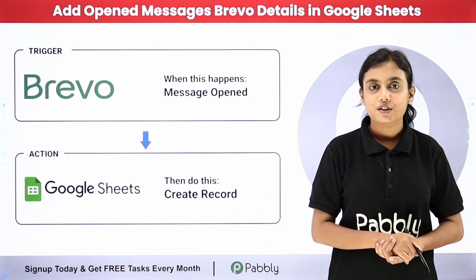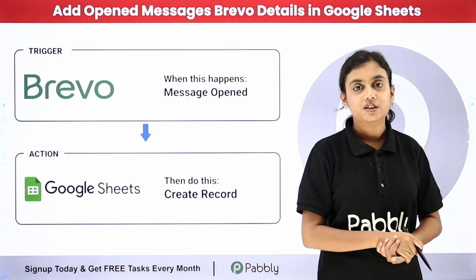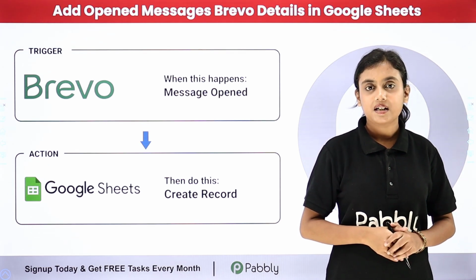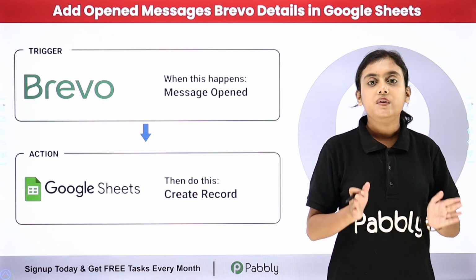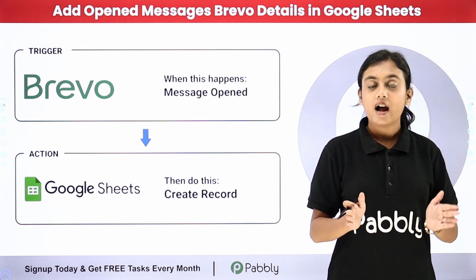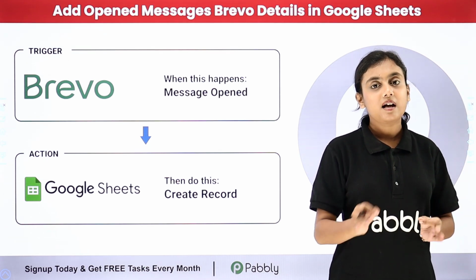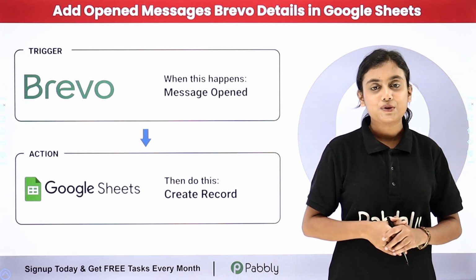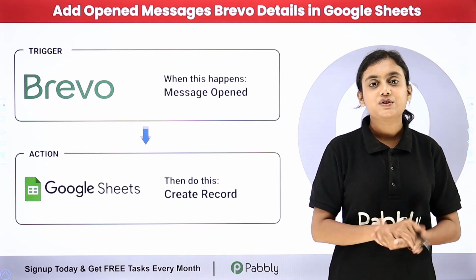In this video, we are going to learn how to add open messages Brevo details in Google Sheets. As a part of a marketing team in an e-commerce company, we manage our email marketing using Brevo. We want to keep a record and track of all the emails that we have forwarded using Brevo. As the emails are opened by our customers, we want to keep a record of all those in Google Sheets.